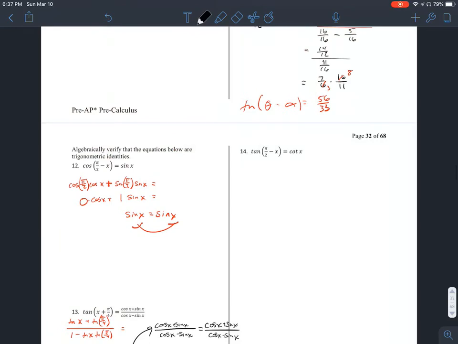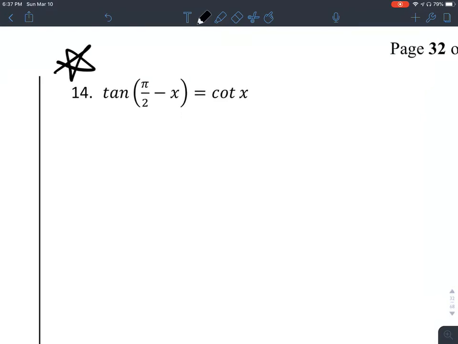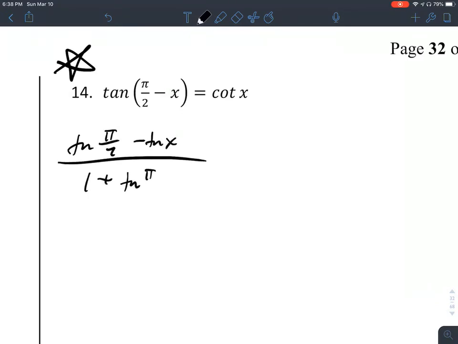Let's do number 14. This one is an extremely important one. Mark this in your notes. Here's what happens if you try to do this using the difference identity for tangent. So I'm going to do some work, then it's not going to go anywhere. But I wouldn't know it doesn't go anywhere until I try it. It's going to be tangent of the first angle minus tangent of the second over 1 plus tangent of the first angle times tangent of the second.